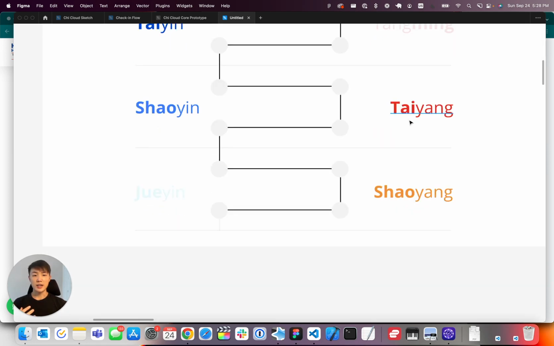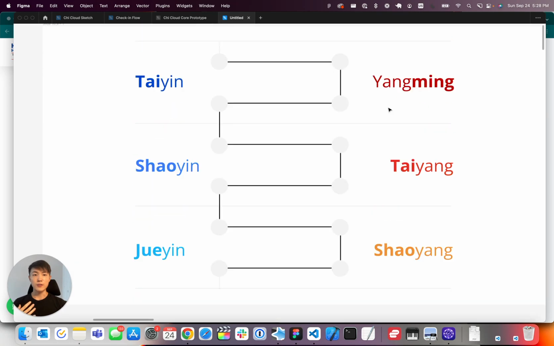On the yang side, we have our first level, yang ming. And yang ming means yang bright. And remember, yang is like hot, outward, and bright. So we can remember yang ming because yang is bright. The first level of yang is yang ming.